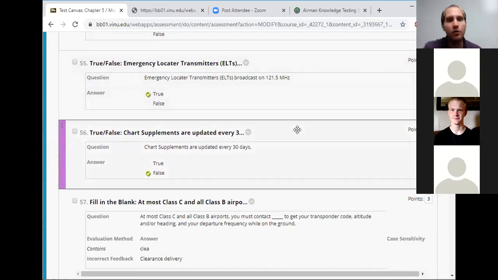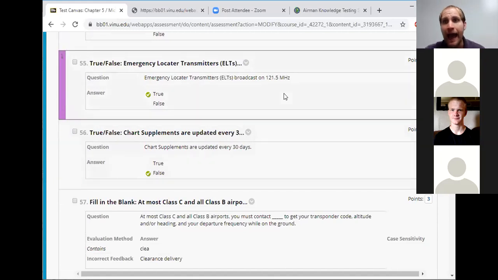Okay, we got an ELT question. Emergency locator transmitters broadcast on 121.50 megahertz. That is a true statement. As you go farther in the aviation world, there are some fancy new ELTs nowadays that are double that frequency, so like 243. They broadcast on a UHF frequency, ultra high frequency, 243, but the standard VHF frequency, very high frequency, that we're familiar with is 121.50. That is the emergency frequency.